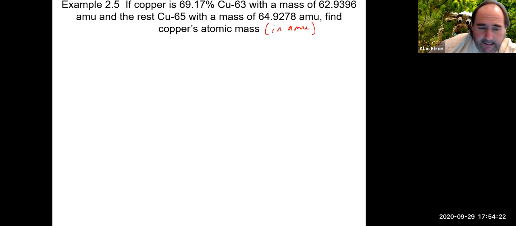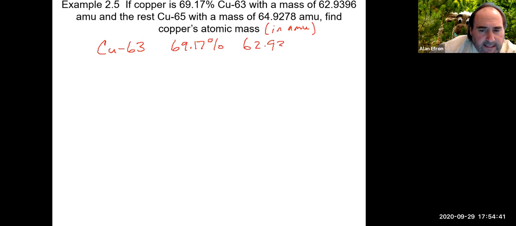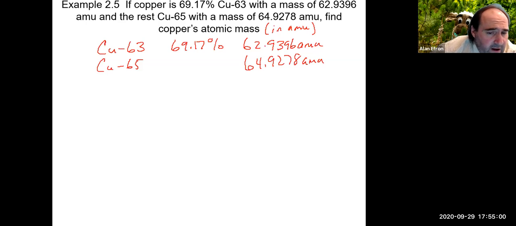Okay, so let's take a look here and see. What's given to us is one isotope of copper, which is 63, and it has a percentage of 69.17% that it occurs. It has an atomic mass, that particular isotope, of 62.9396 AMU. We also have a copper 65 isotope. It doesn't give us the percentage, but does give us that it is 64.9278 AMU. And we're looking for the atomic mass of copper.